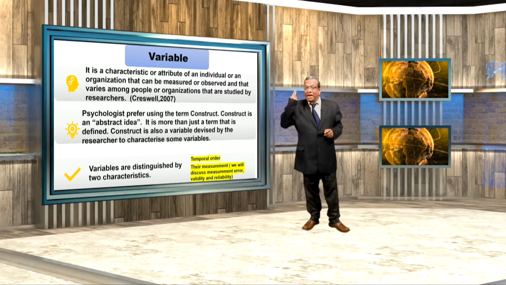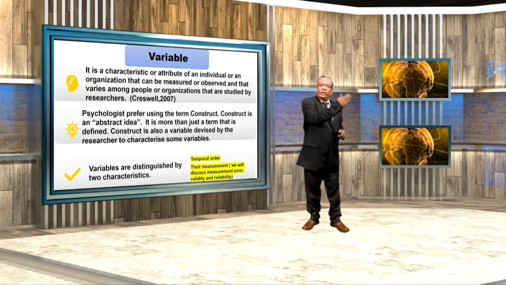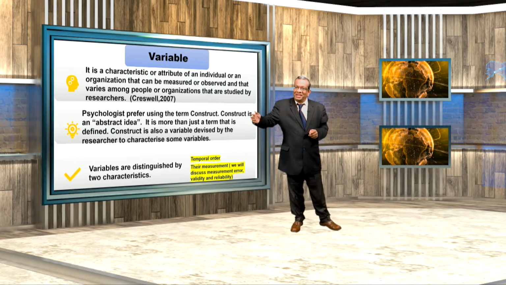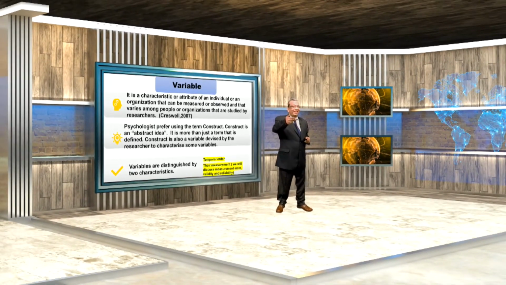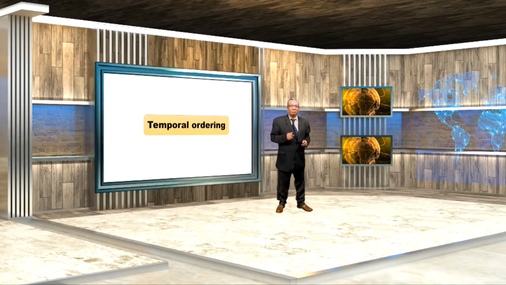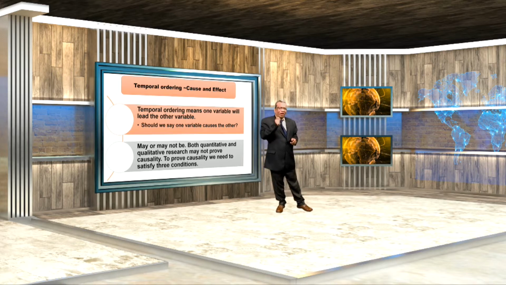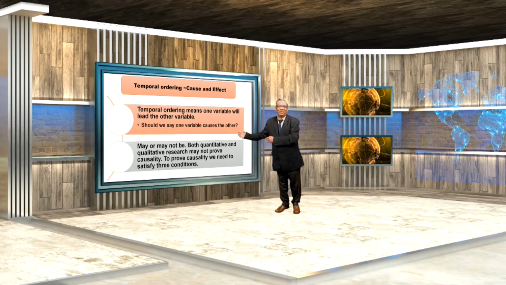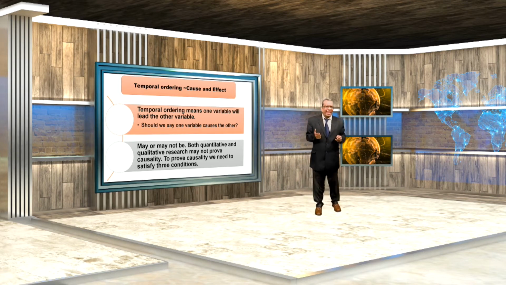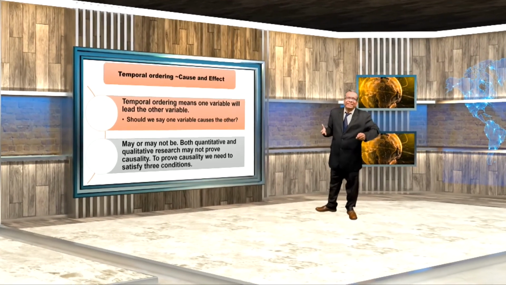Variables are defined by two characteristics: temporal order and their measurement. Probably we will see more about temporal order soon. Temporal order, ordering. Temporal ordering is cause and effect ordering. Temporal ordering means one variable will lead the other variable. Can we say one variable causes the other just because the other variable leads it?